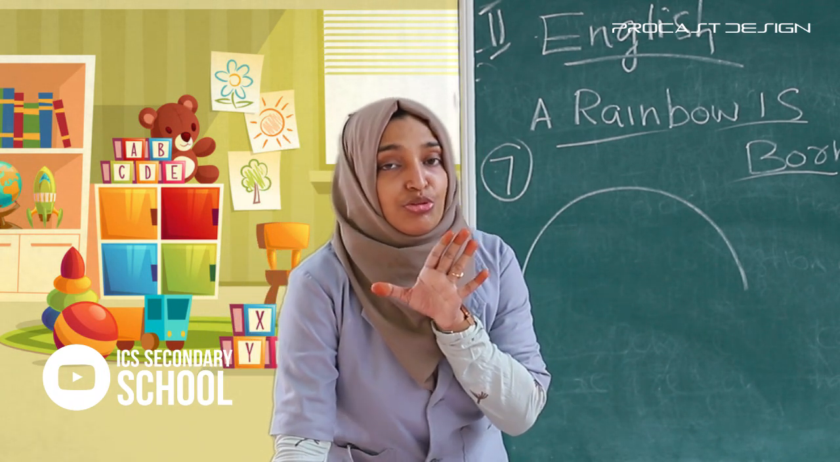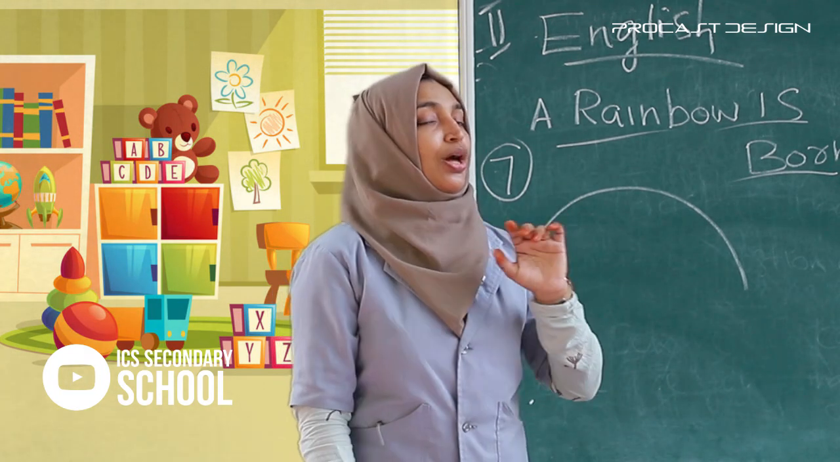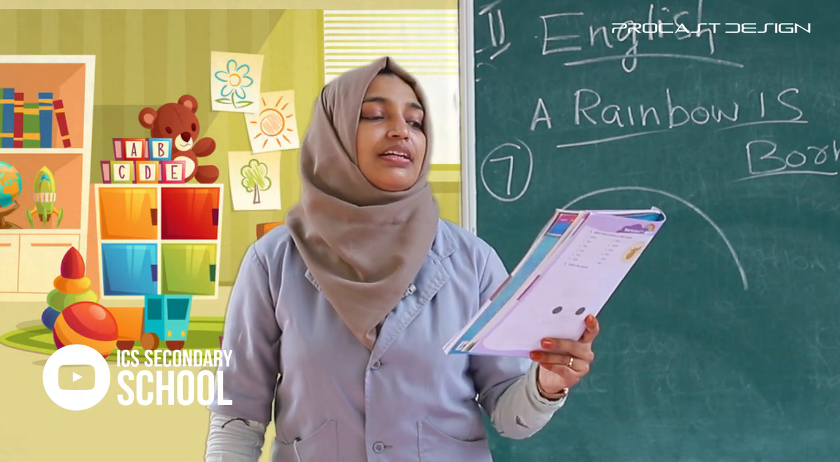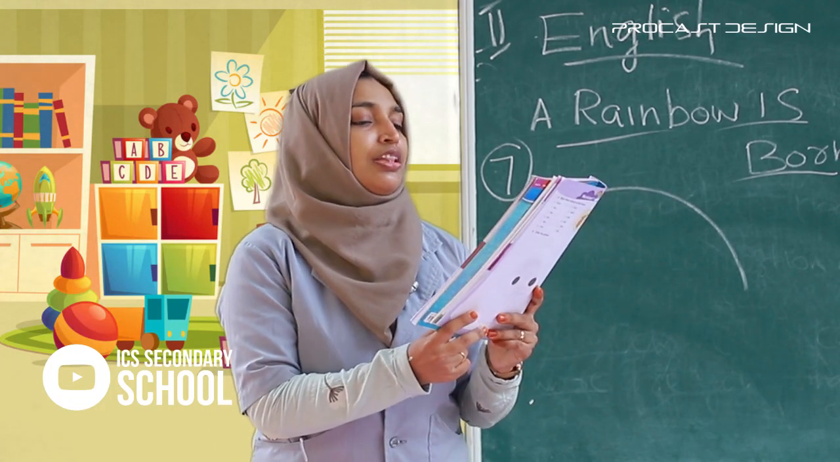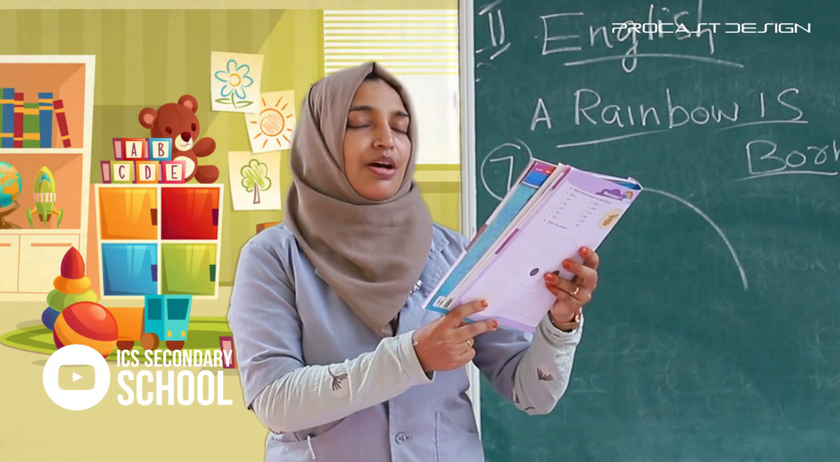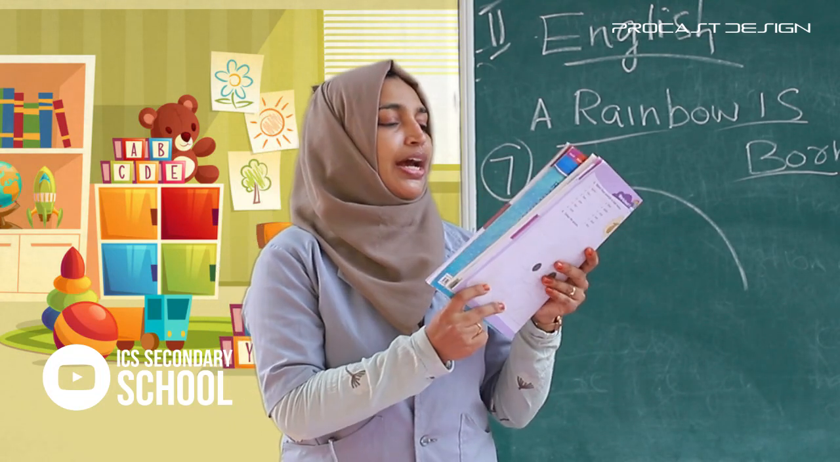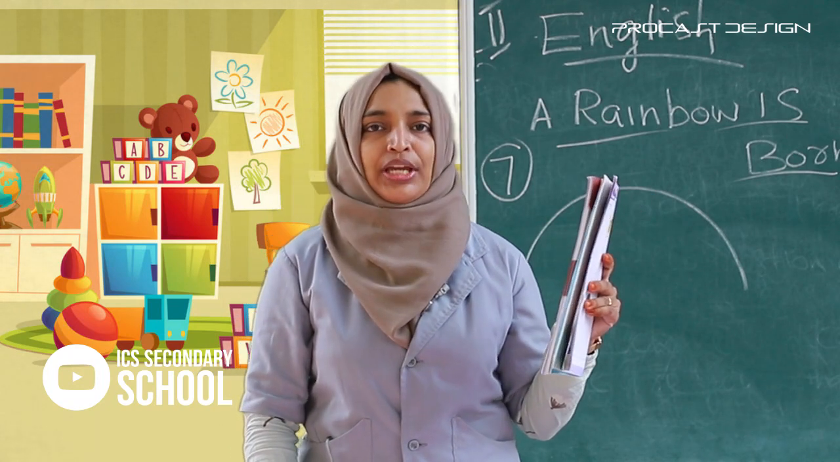So, you can do it in your notebook. Take the first page of your notebook and draw a rainbow, color the rainbow. You do 7 colors. Match the colors of the rainbow. In the first page, page number 9, we can see the colors of the rainbow. You can match it.